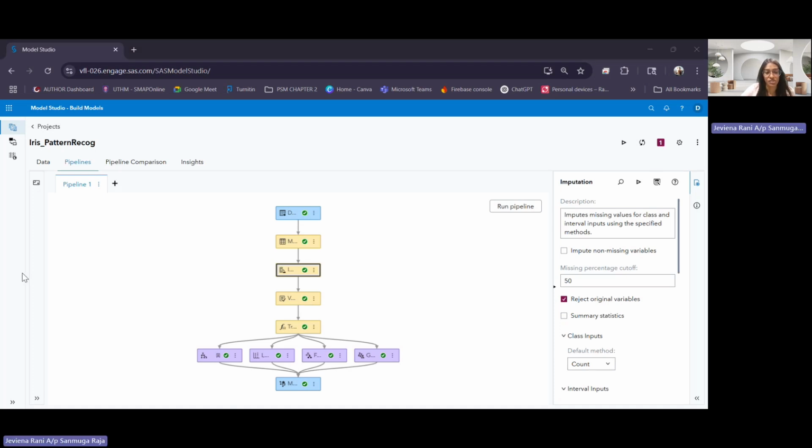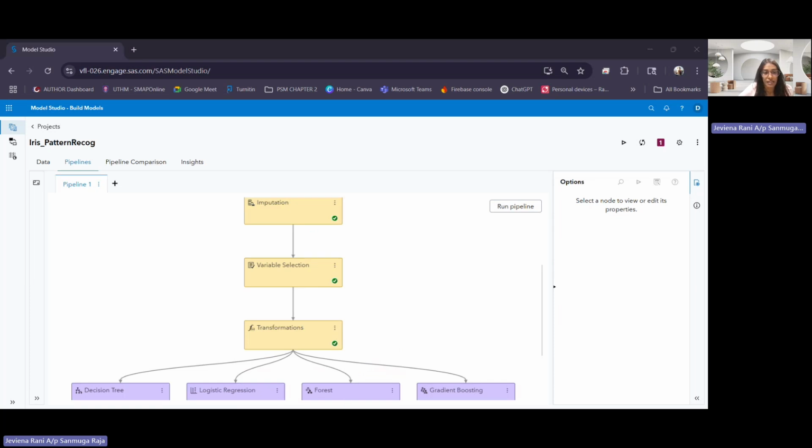Okay, so next is the transformations node we have added here. We use the transform variables node to normalize our numerical features. This step is to ensure that all the features are on a similar scale, which is critical for distance-based models and also to improve the convergence during training. For example, the petal length and sepal width might originally be in different ranges, which could affect the model accuracy if not scaled. So basically, we are normalizing all the data to have a better and more predictive model.